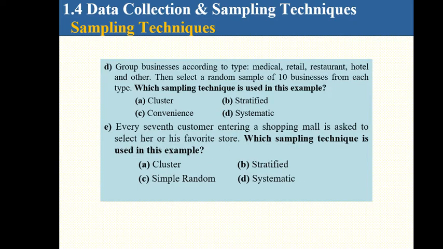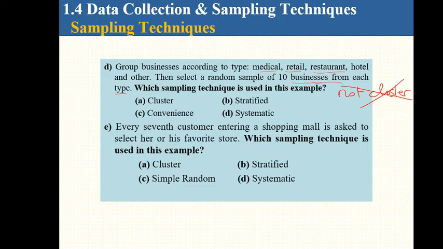Now, a group of businesses is divided according to type: medical, retail, restaurant, hotel, and other. And we select a random sample of 10 businesses from each type. Which technique is it? It doesn't say I'm taking all from one. If it was cluster, then you take all the people in the cluster. Plus, in a cluster, the main characteristic is the location. So for this reason, it cannot be clustering.